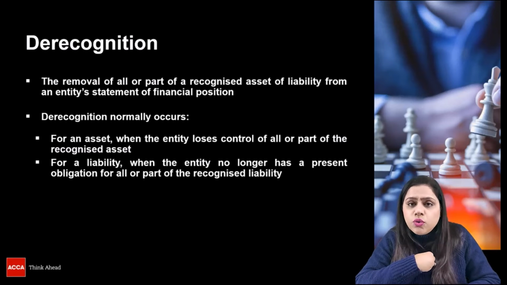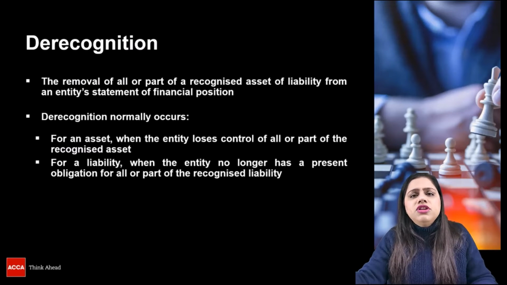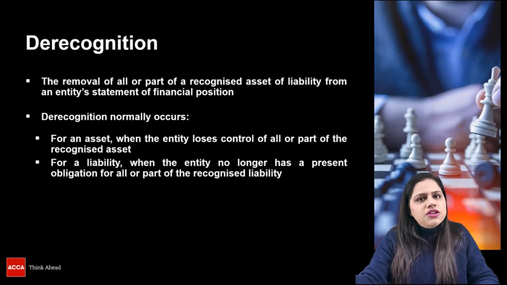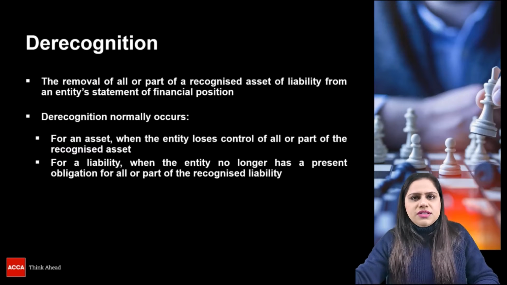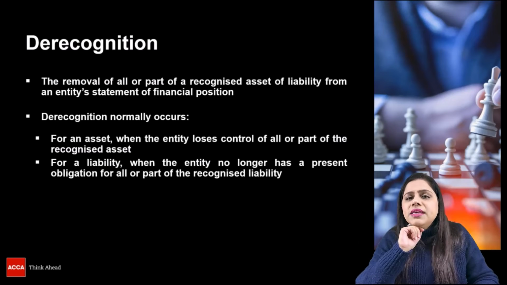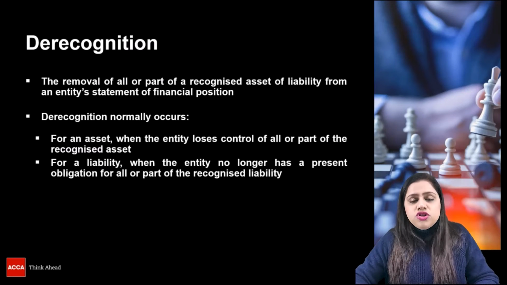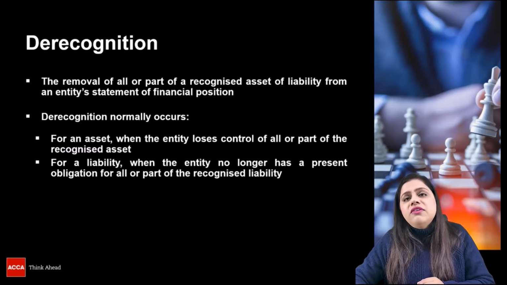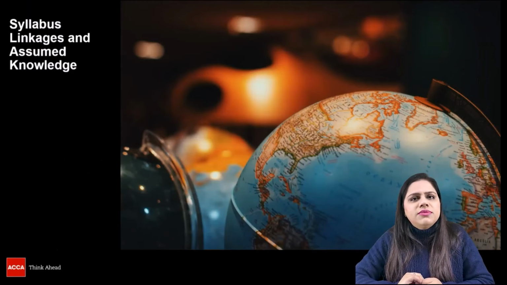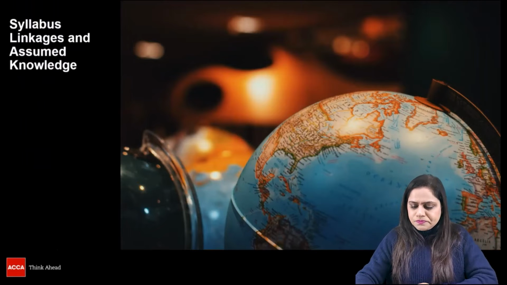Let's suppose I had taken a loan from a bank. I have paid it back. Now there is no further liability. So my liability is going to be derecognized. I had an asset. I had a car. I sold it off. I've legally transferred the papers. So now I don't have any control over it. That is going to be a derecognition. So whenever these things take place, you have to derecognize it, which means you have to remove those elements of accounting from the financial statements.